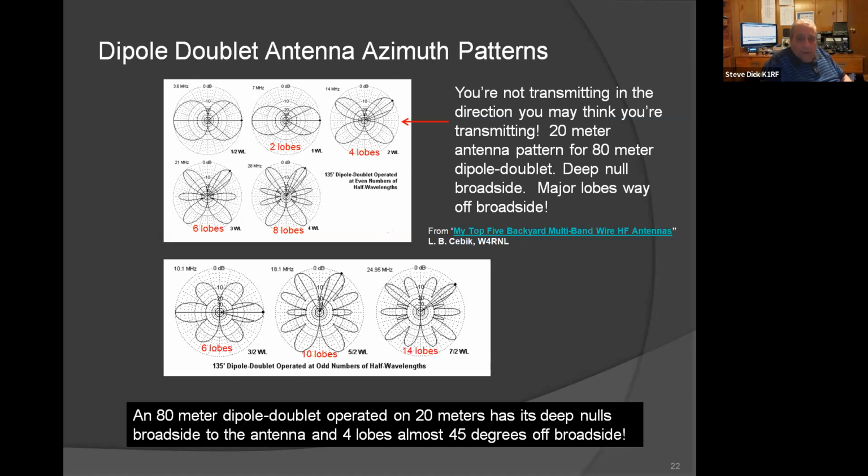For the dipole doublet, here are some of the azimuth patterns. An 80 meter dipole doublet operating on 20 meters has deep nulls broadside to the antenna and 4 lobes almost 45 degrees off broadside. So you may think you're transmitting the way a normal dipole works, but you may be transmitting way off, and you have a null where you think you have a strong radiation pattern. And as you go up in frequency, you get more and more lobes. So that's just something to keep in mind.